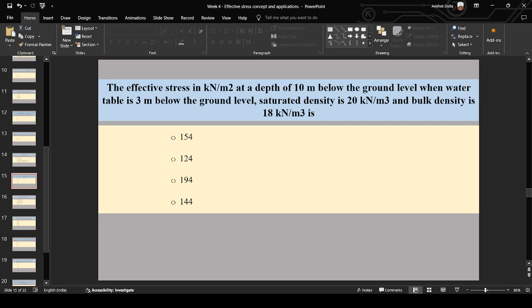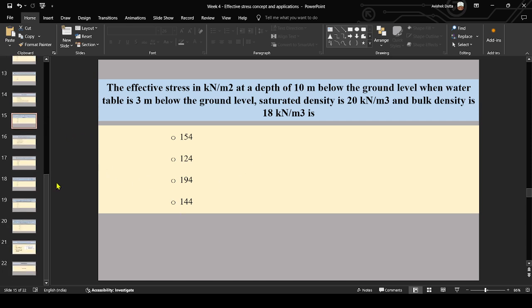I'll repeat the question. The effective stress in kilonewton per meter square at depth of 10 meter below the ground level when water table is 3 meter below the ground level, saturated density is 20 kilonewton per meter cube and bulk density is 18 kilonewton per meter cube. The options are 154, 124, 194 and 144. Next question.